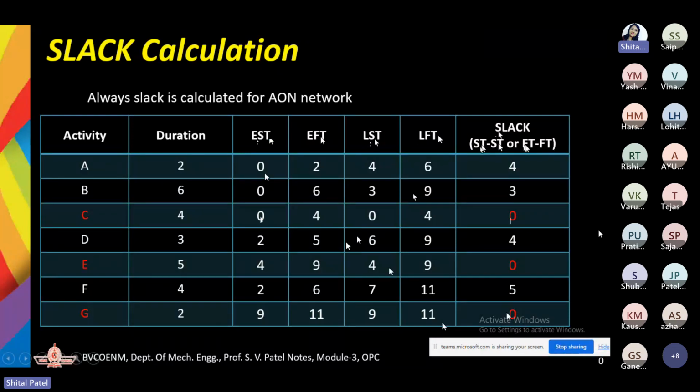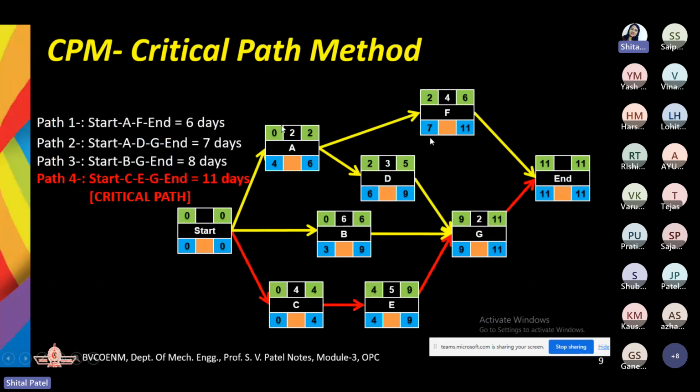Now, what do you mean by slack actually? Slack means that many number of days you will have as free time. Take an example from the previous slide. See, for activity A, we have earliest start time as 0 and latest start time as 4. So it means that if you wish to delay this activity A by 4 days, it will be okay for you. You will not have any delay for the whole project if you delay activity A by 4 days. Am I clear with this?